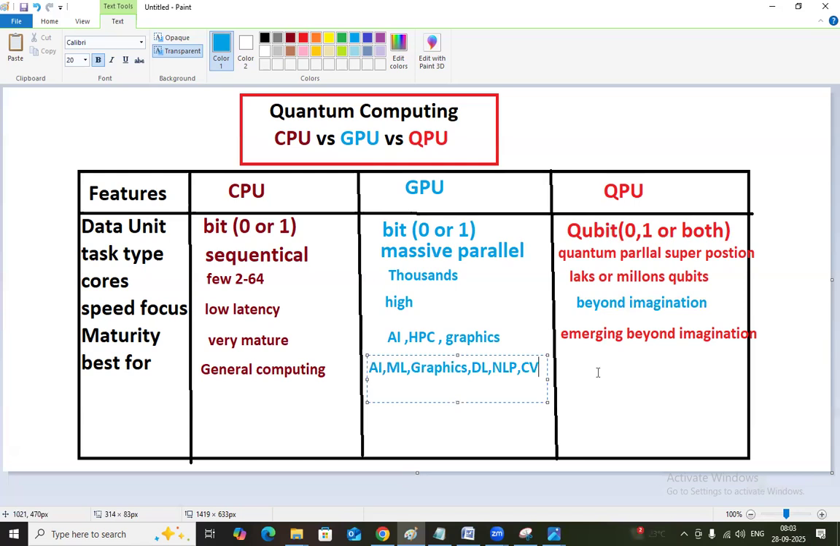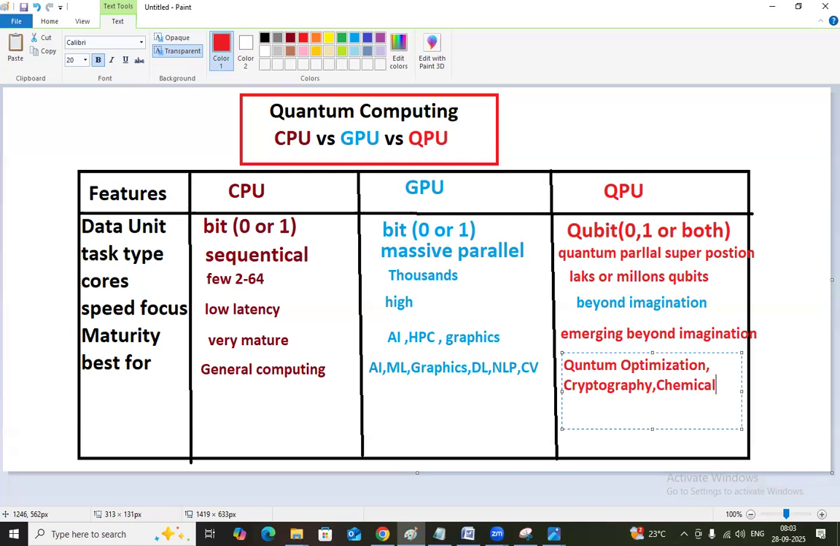Then coming to the QPU: quantum optimization, cryptography. What is it best for? This is best for multiple things. I will explain one by one. Quantum optimization, and one more thing is cryptography. And one more thing is chemical. So quantum is best for the cryptography and chemical industry. Remember it.